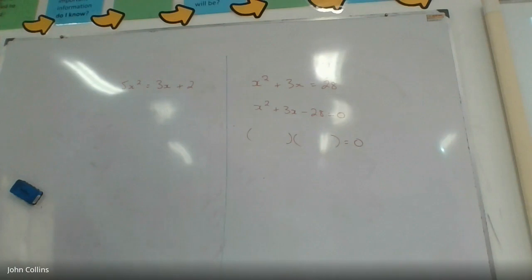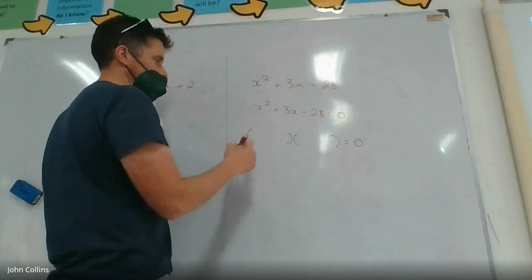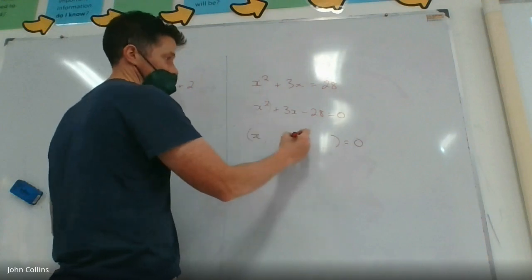And then I go through my processes. A few of you have different methods of doing this. For me, I just look at what multiplies to give x squared, and that goes here and here. That's x times x.